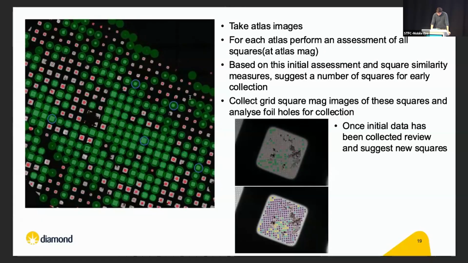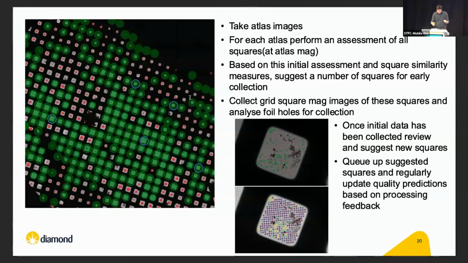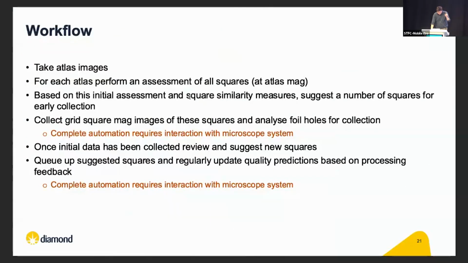And then once you've done that assessment, you do this early data collection, feed that back, then go back to Atlas Mag, decide on a set of squares, queue a load of stuff up, and then as you collect, constantly update the predictions, shifting the acquisition ordering. And then at some point you have a stopping condition that stops you on that grid. So that could be time, number of images, or if you're seeing sort of strong quality drop off according to the metrics.